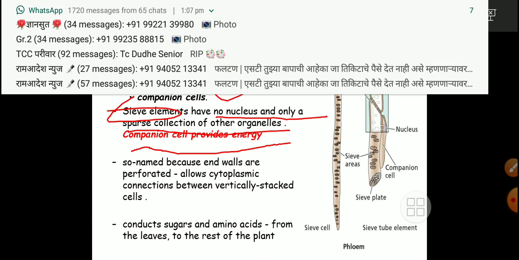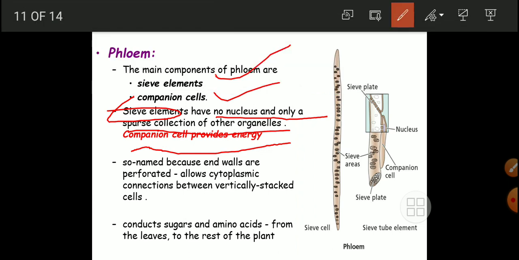This helps in case of transporting food material from one place to another place because of companion cell. So named because end walls are perforated, त्याचे एंड वॉल्स ह्या परफोरेटेड आहे, त्याला होल्स आहेत, connecting with the vertically stacked cells. दुसऱ्या स्टॅक सेलला त्या सीव प्लेटच्या बाबतीमध्ये आपण सांगितलं आहे. तर सीव म्हणजे जाळी, प्लेट आहे, सीव एरियाज दिलेला आहे तिथं. Those sieve plates are there, you will be able to see here also.